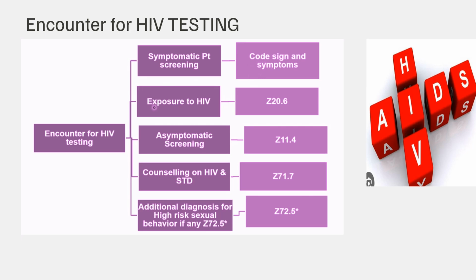So, encounter for HIV testing. That means the patient has come just for testing of the HIV. So exposure to HIV and the patient is testing, Z20.6. Asymptomatic screening, Z11.4. Screening is basically every year you are just finding out whether you have AIDS or not. And then the counseling on HIV and STD, Z71.7, and an additional diagnosis for the high risk sexual behavior if any, Z72.5. So you need to read why the patient has come, and depending upon that we can write these codes.